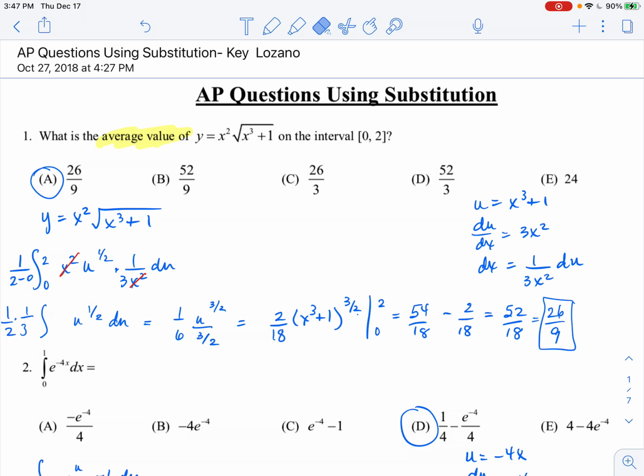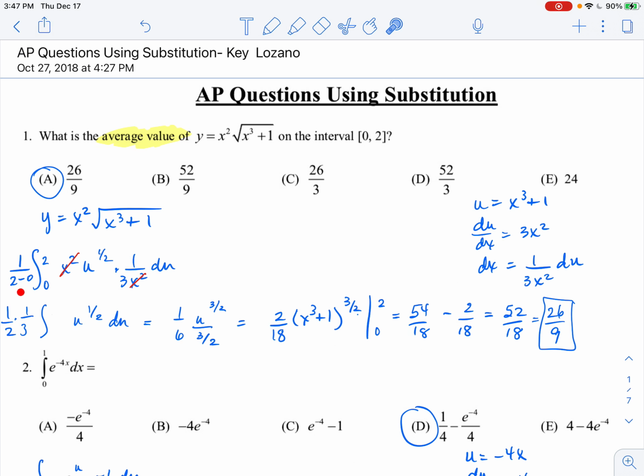In this video, let's review some of the AP questions using substitution. All right, so the first question says, what is the average value? When you see that average value, you know you're going to be multiplying by 1 over b minus a in front of your integral. And of this function, y equals x squared times square root of x cubed plus 1 on the interval 0 to 2.